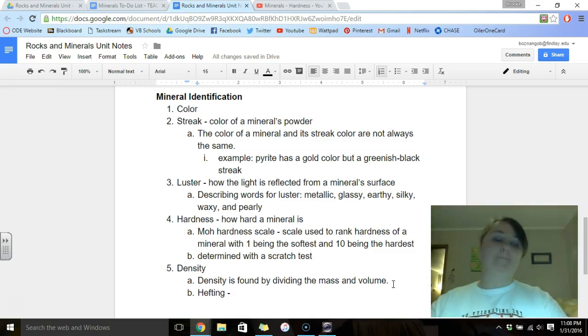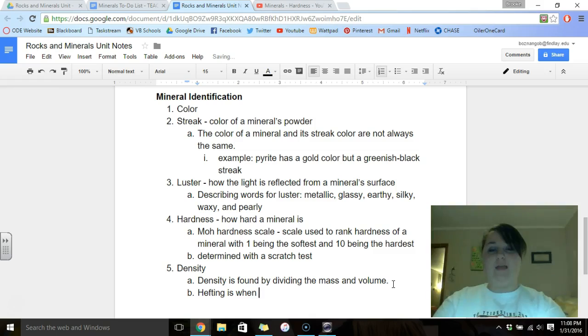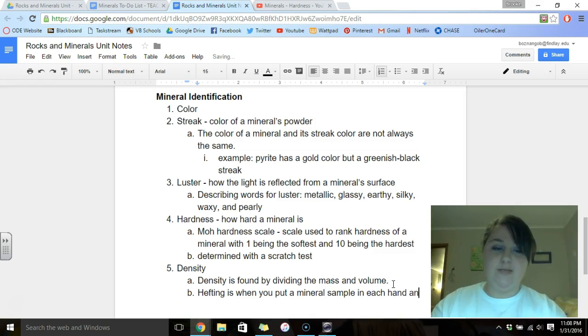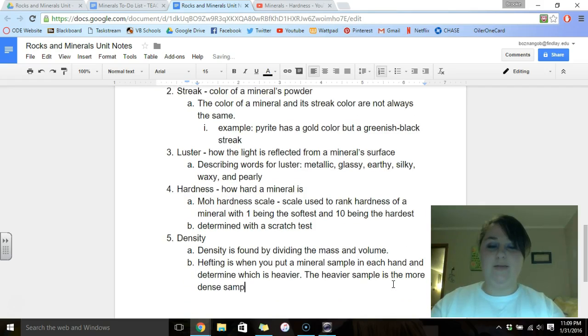So, hefting. What should we put for hefting? Let's put that hefting is when you put a mineral sample in each hand and determine which is heavier. The heavier sample is the more dense sample. So let's explain that for just a second.